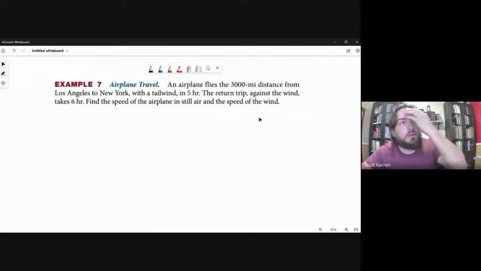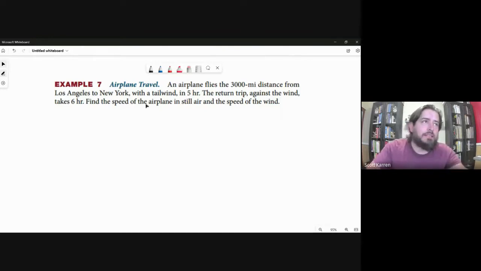All right. We've got an airplane. It's flying 3,000 miles from LA to New York, and it's got a tailwind. When it's got a tailwind, it does it in 5 hours. The return trip with the headwind, which is against the wind, slows it down. It takes 6 hours to do. Find the speed of the airplane in still air and the speed of the wind.